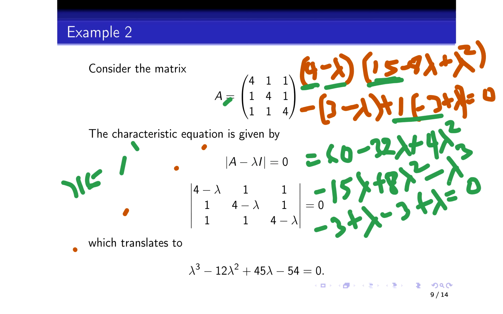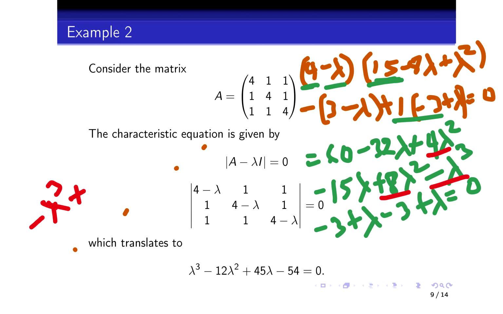I changed the color again. So now we have minus lambda cube. That's the biggest one. The next thing we talk about is lambda squared. So we have 8 lambda squared and 4 lambda squared. That's plus 12 lambda squared.